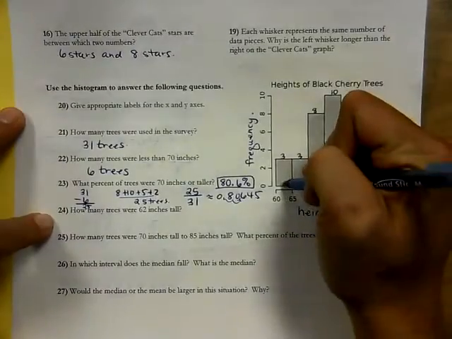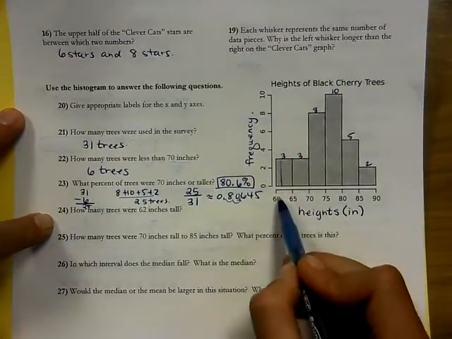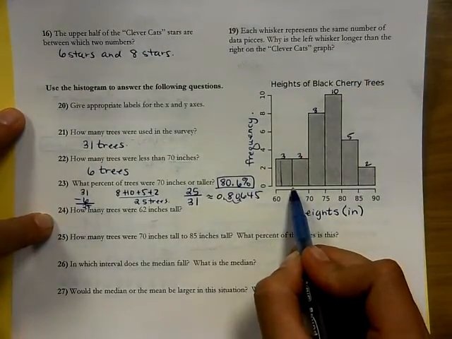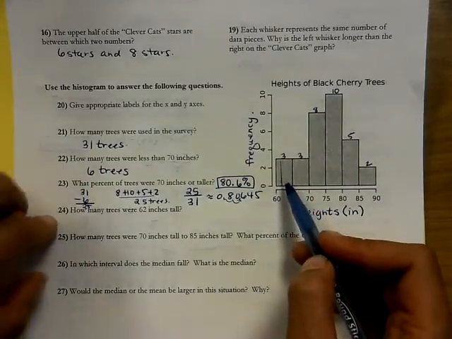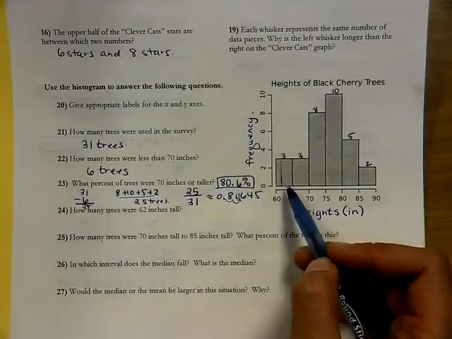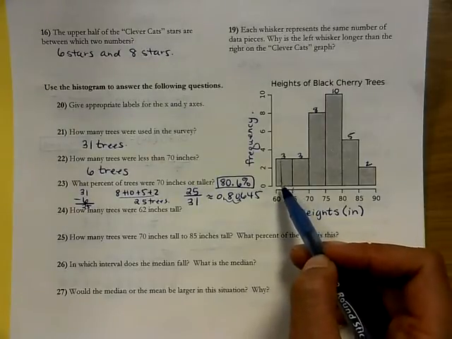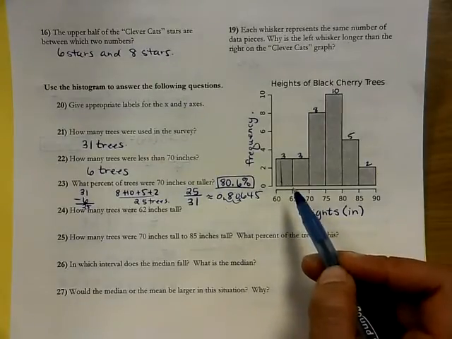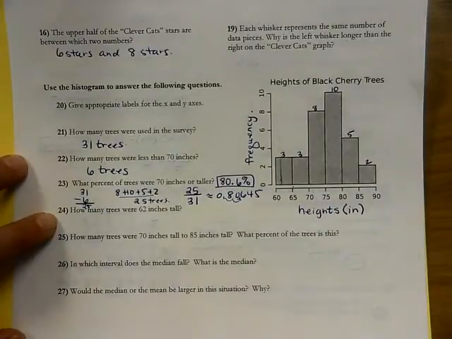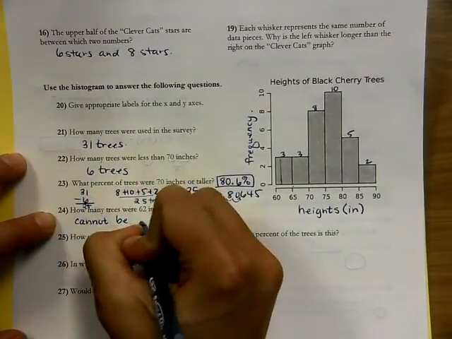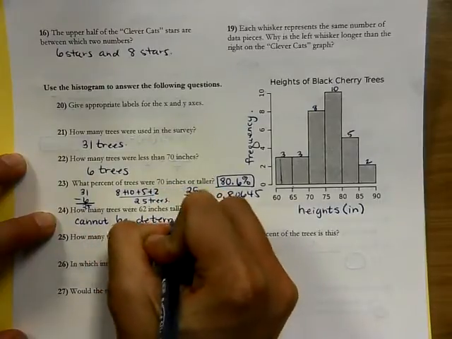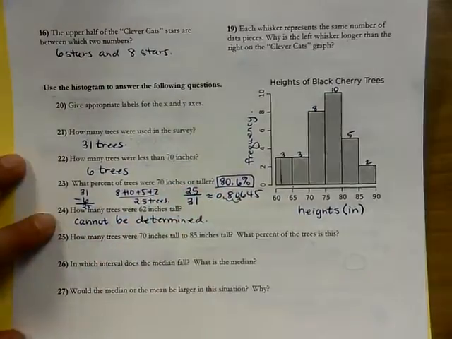Looking at number 24, how many trees were 62 inches tall? Well, 62 inches falls about right here. We know that there's 3 trees within this range, but we don't know for sure that there's any that are 62 inches tall. Maybe all of them are 63. Maybe there's a 63, 64, and a 61. We just don't know. So for number 24, my answer is that it cannot be determined. Based on the information, we can't answer that question.